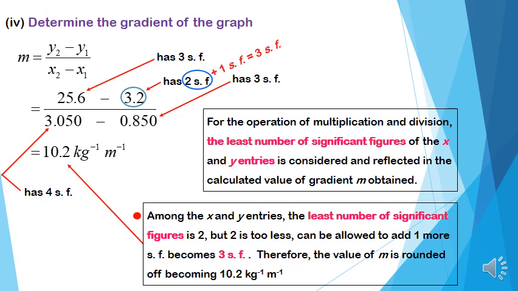But 2 is too less, so we can allow adding one more significant figure, becoming 3 significant figures. Therefore, the value of m is rounded off, becoming 10.2 per kg per meter, and 10.2 consists of 3 significant figures.